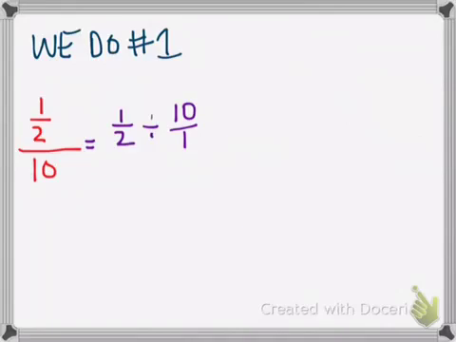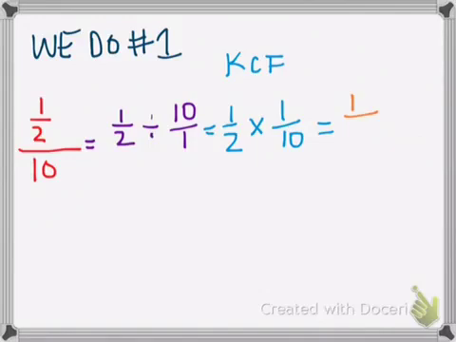So now that I've set it up, now it looks like dividing regular fractions. So then I'm going to use my rule keep, change, flip. So I keep my first fraction, change division into multiplication, and then I flip or take the reciprocal of my second fraction. So 10 over 1, the reciprocal is 1/10. So now I remember how to multiply fractions, and I just multiply across. 1 times 1 is 1, 2 times 10 is 20. So 1/2 over 10 is 1/20.